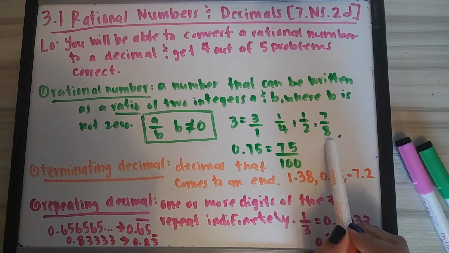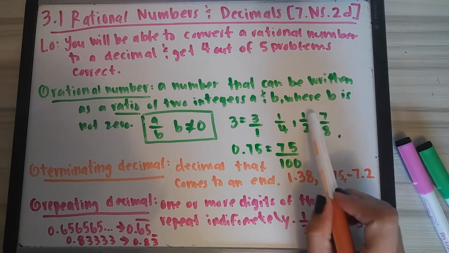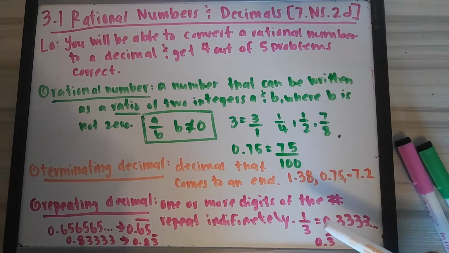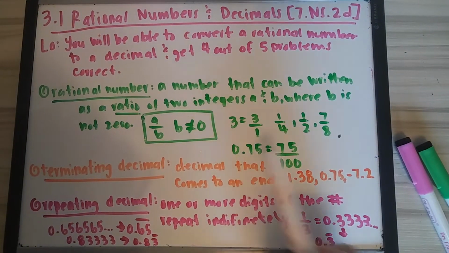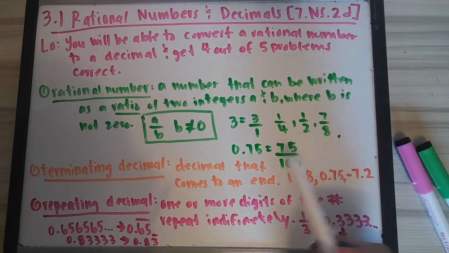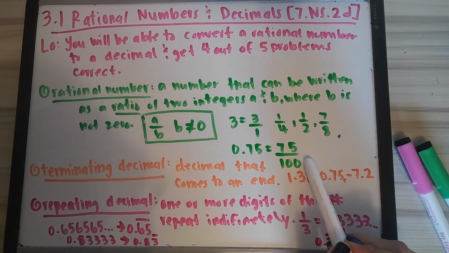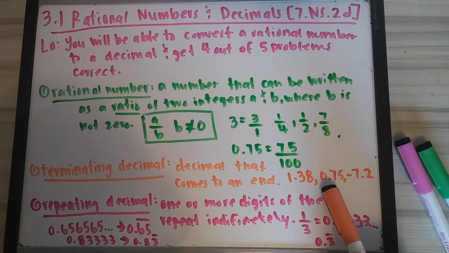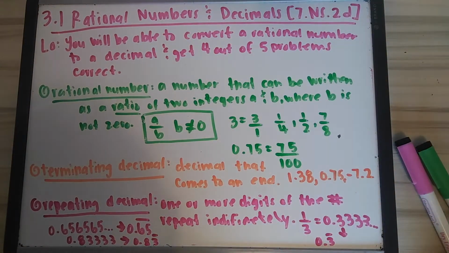Any of these numbers are rational numbers because it's a over b, a over b, a over b, right? So we have integers divided by each other. Or for instance, 0.75, which we're going to work with today, 75 hundredths, I can also rewrite as a ratio. Terminating decimals are basically decimal numbers that come to an end. So for instance, 1.38, 0.75, negative 7.2. All of those are terminating decimals.